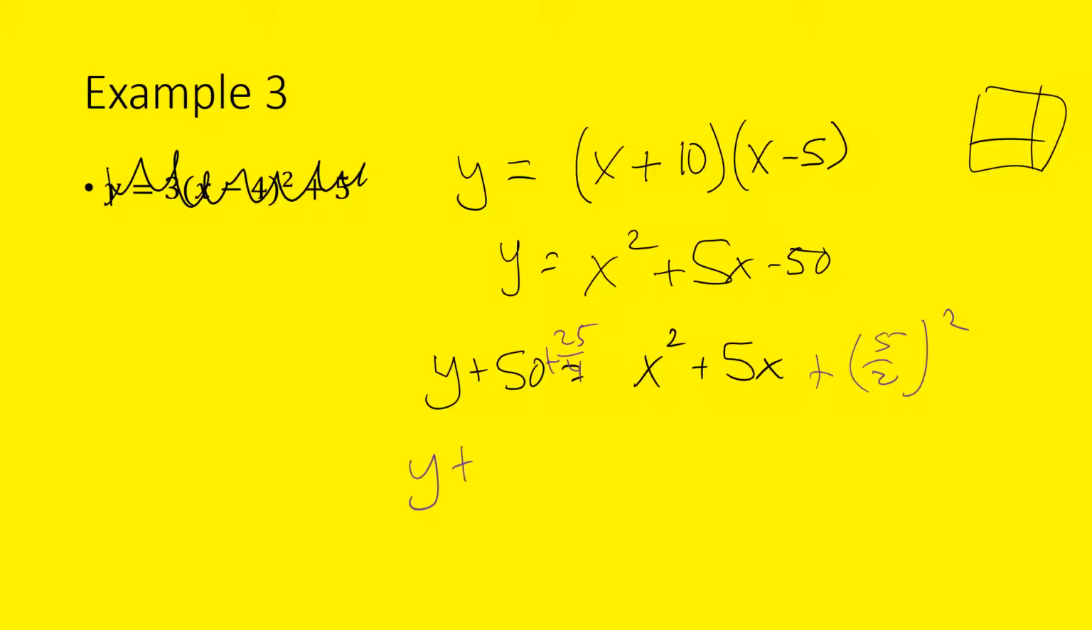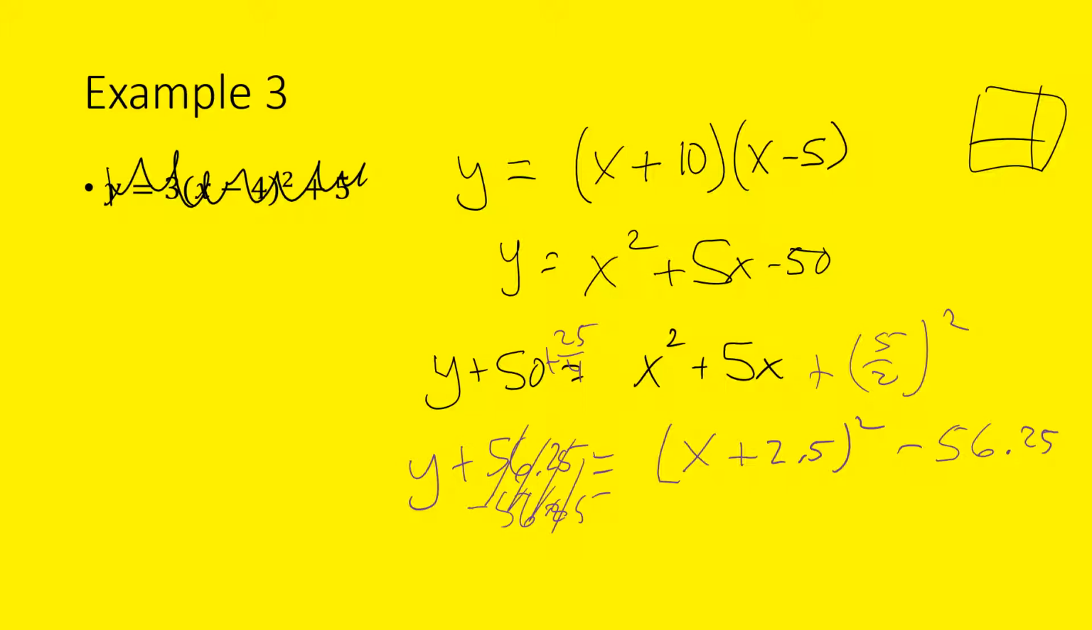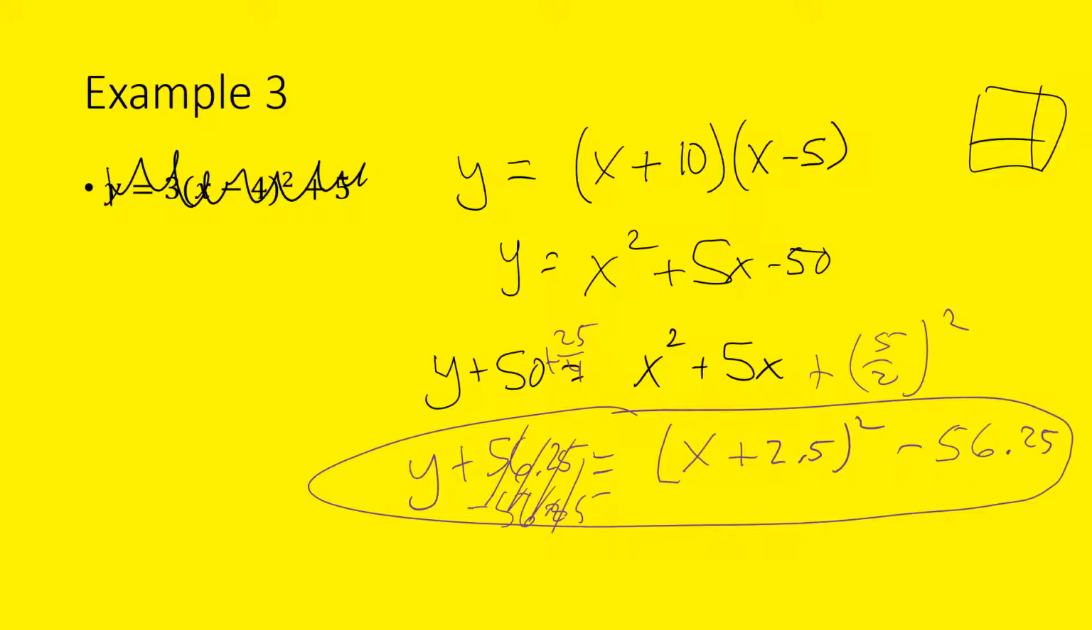So if we keep on simplifying, that'll be 56.25. And over here, this will be the same thing as the quantity x plus 2.5 squared. Final step, take away 56.25 from both sides. These will cancel, and you end up with y equaling the quantity x plus 2.5 squared minus 56 and 1/4.